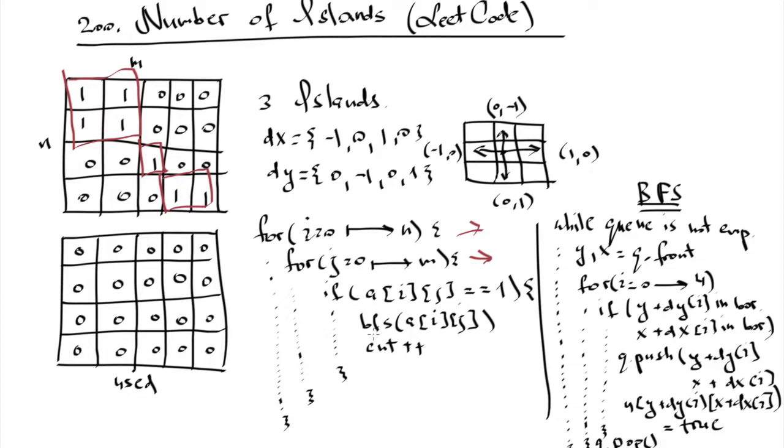But here we'll also be using a used matrix. Initially, all the elements of that matrix are equal to false. And here we also have to add that condition: used at i j should be false. If it's not used yet, only in such a case we have to run BFS.